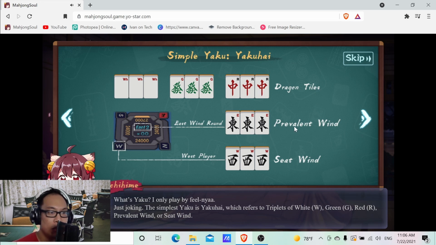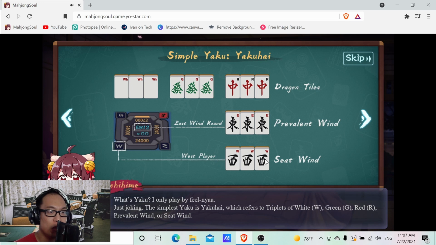Also, there's the prevailing wind, or what my friends like to call the round. Usually every game starts with East round, and the East triplet is usually an automatic hand. So if it's East round, then a triple of East is basically going to earn you a hand no matter what.